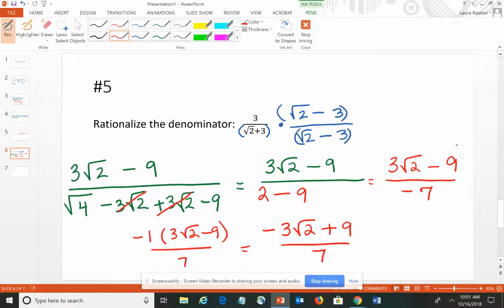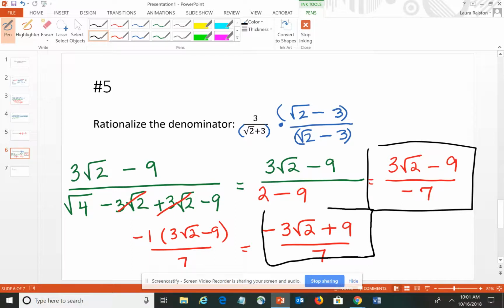Now, either of these answers are acceptable. This one or this one. It's just that the last one here that I'm marking now is more the way you would see it mathematically. So if you're taking a multiple choice test, you may want to look for that particular answer.